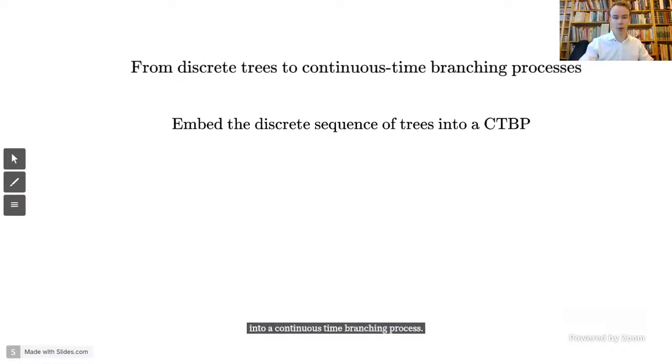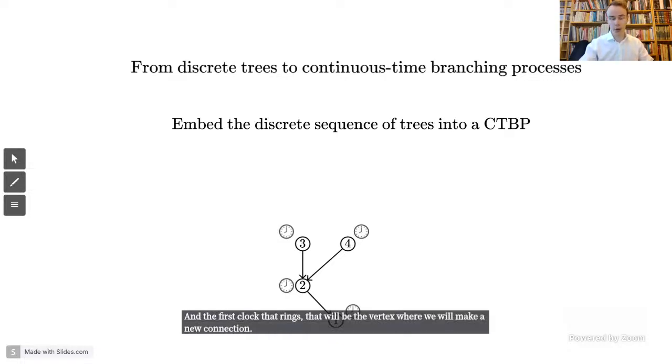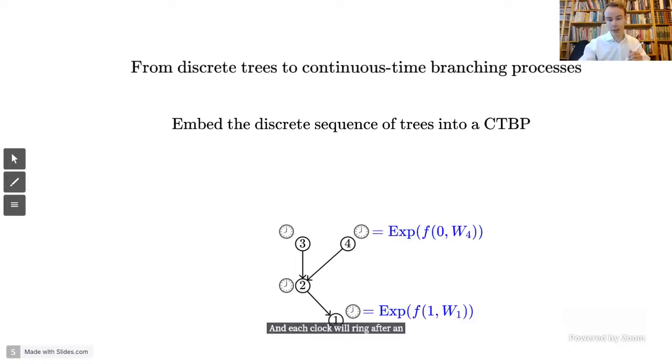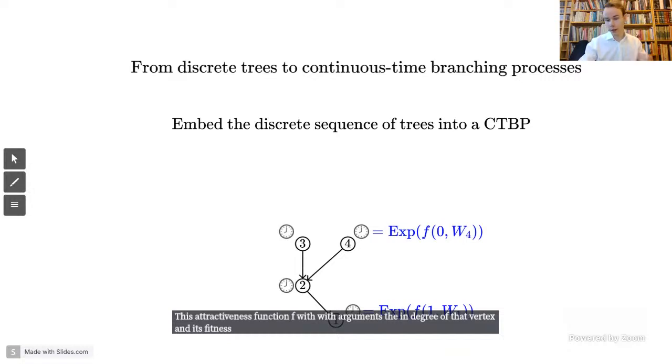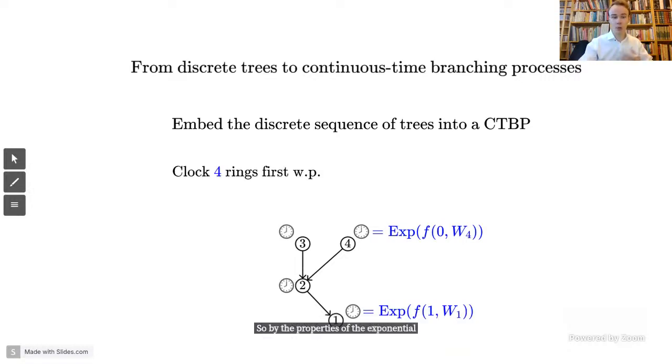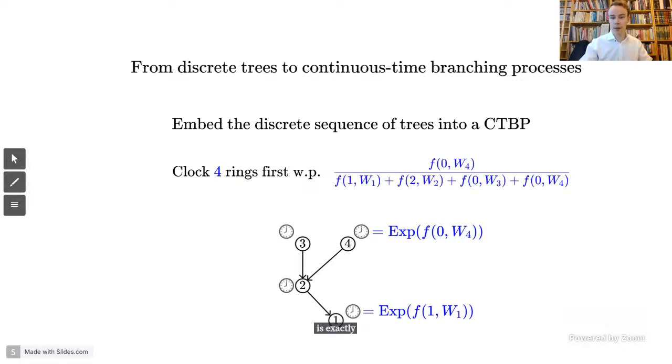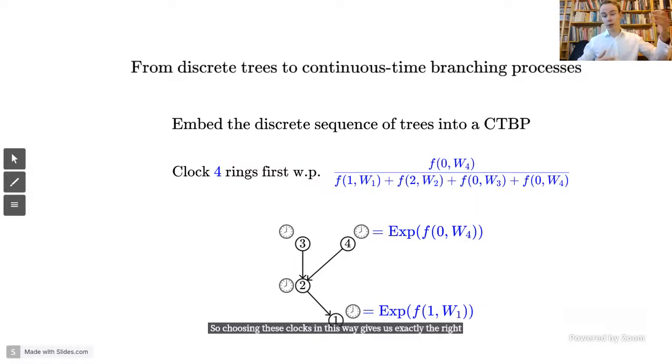And that works as follows. Recall that we had this tree that we constructed so far, consisting of 4 vertices. We'll now assign to each vertex in this tree a clock, and the first clock that rings will be the vertex where we will make a new connection. And each clock will ring after an exponential time, which has exactly as rate this attractiveness function f with arguments the in-degree of that vertex and its fitness. So by the properties of the exponential distribution, the probability that, say, the clock of vertex 4 will ring first is exactly this transition probability that we had previously. So choosing these clocks in this way gives us exactly the right sort of transition dynamics that we had in our discrete sequence.